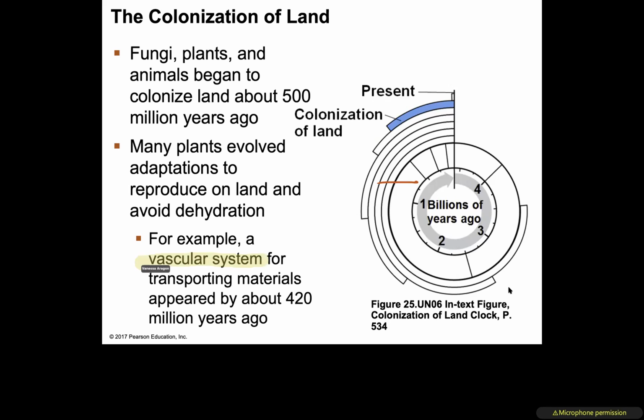This helped them keep from drying out. And so they did not need to be so dependent upon the water. They can find themselves further away from the water. Okay. They still need water, but you're going to find vascularity is huge in evolving the ability for plants to, if you think about our plants, they're nowhere near a large body of water. The only water they get is when we turn on our sprinklers.